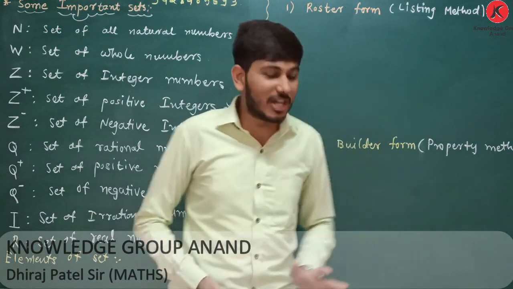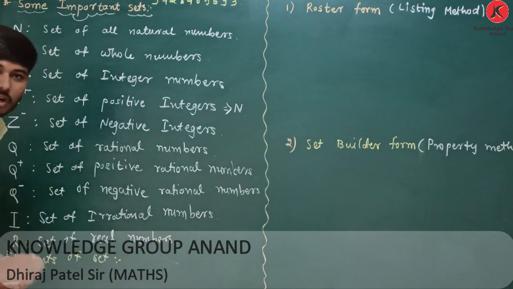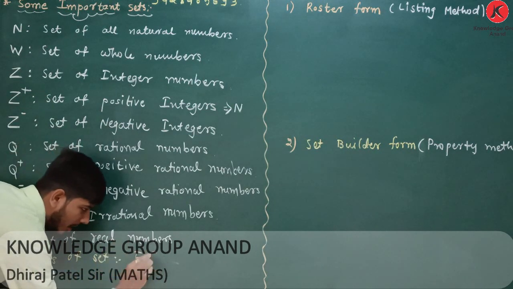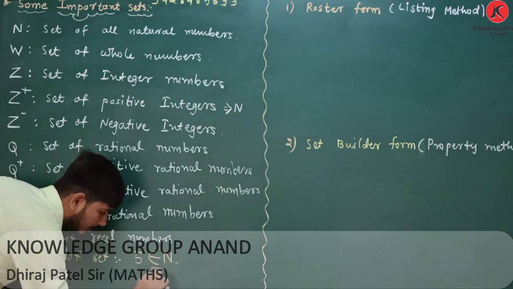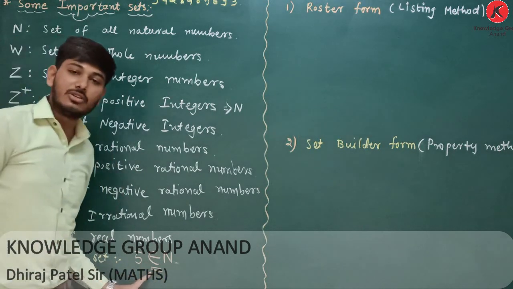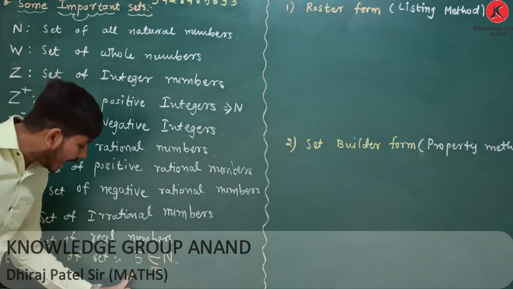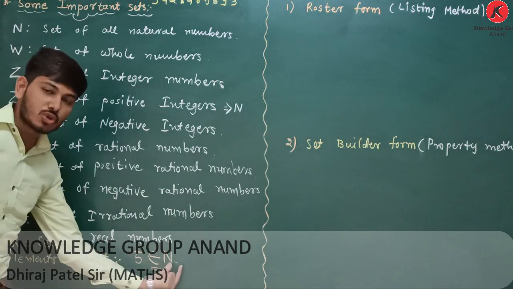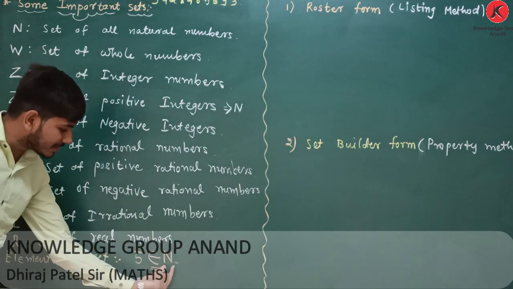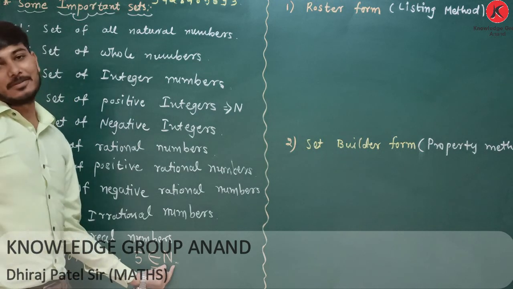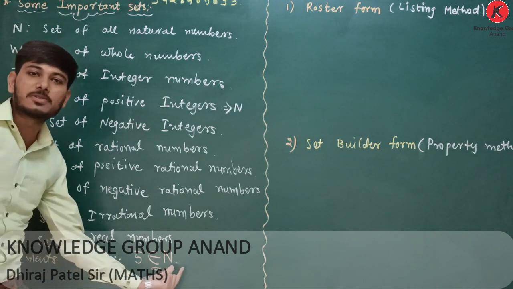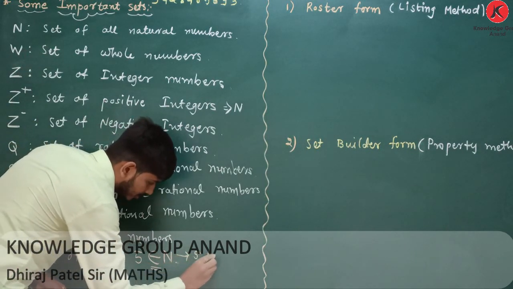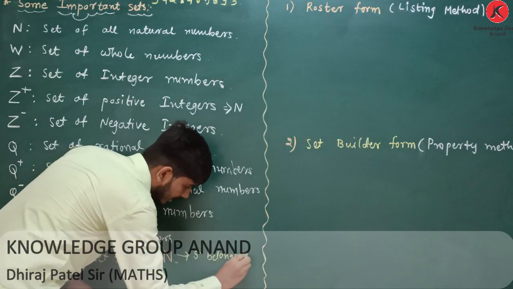We are lazy students in mathematics. We are doing some notations. Therefore, we can represent '5 is an element of set N' by use of this symbol. This symbol is known as belongs to. 5 belongs to N. We can read it as 5 belongs to N. That means 5 is an element of set N.